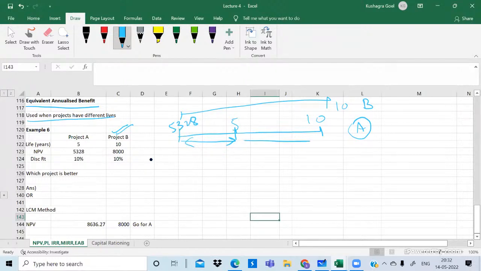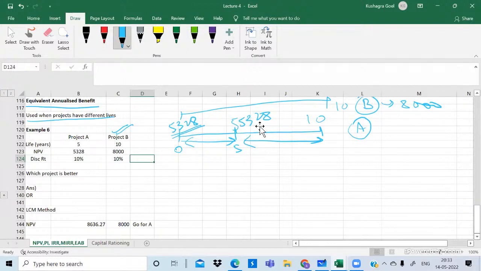The next time I implement it for the next 5 years, I'll get an NPV of 5328. So project B is giving me an NPV of 8,000. Project A gives me NPV of 5328 in the 0th year. And it is again giving me an NPV of 5328 at the end of the 5th year, because that is the NPV from the 6th year to the 10th year. So that is at the end of the 5th year. So again, what I'll do is I'll have to calculate the present value of this 5328 at 10%.